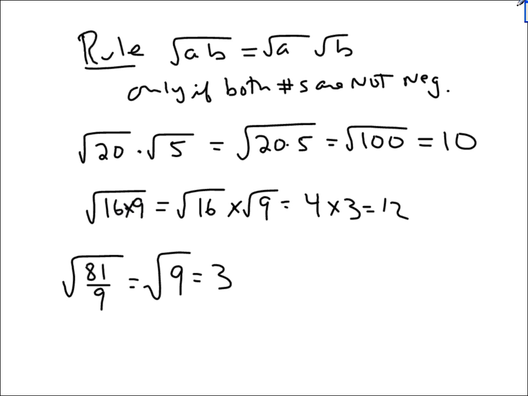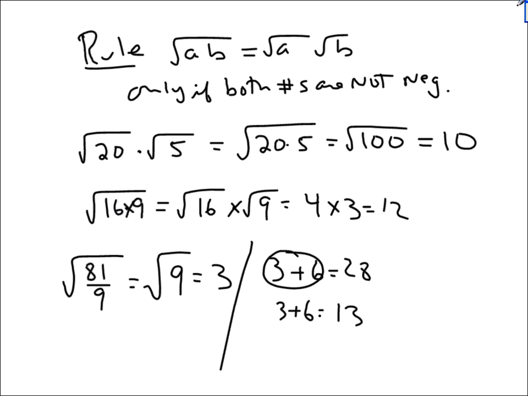Now, I want to talk about something. If you think, for example, right or wrong, if you think 3 plus 6 is 11, don't write 28. If you think this is 11, don't write 28. If you think this is 9, don't write 13. If you think the answer is 9, write 9 down. If you think the answer is 28, right or wrong, write 28 down.